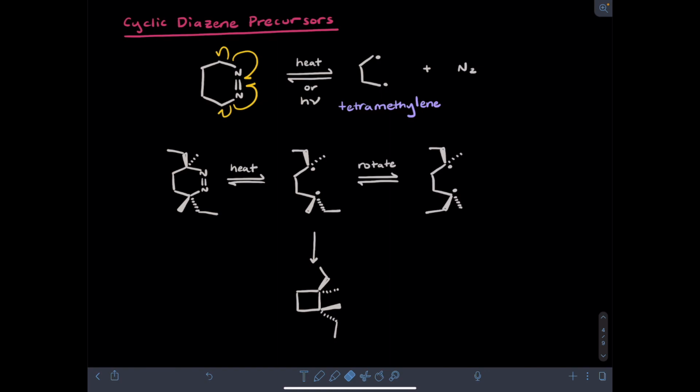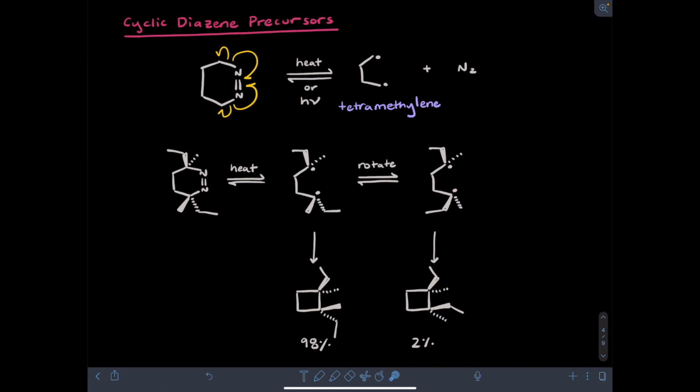Alternatively, it's possible that a bond rotation could occur, and here I've shown the rotation of the bottom part of the molecule, switching the positions of the ethyl and methyl substituents. If this rotation occurred, these two unpaired electrons could come together at this stage to form the new carbon-carbon bond of the four-membered ring. So notice we have different stereochemistries for these two potential products.